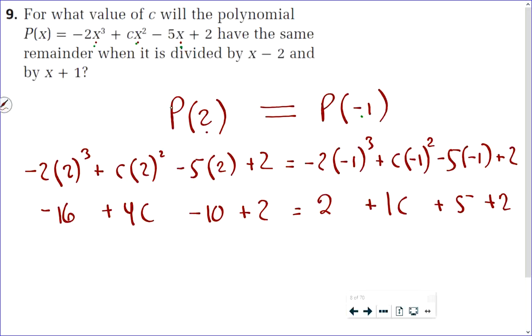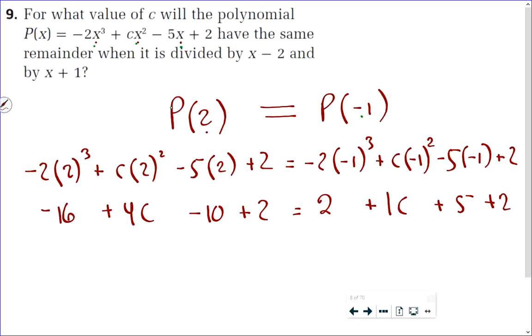You can simplify by crunching all the numbers here and getting 4c minus 24 equals c plus 9, and then you can solve the equation. I don't think this would really rise to the glory of a written response. It would be maybe a numerical response question.